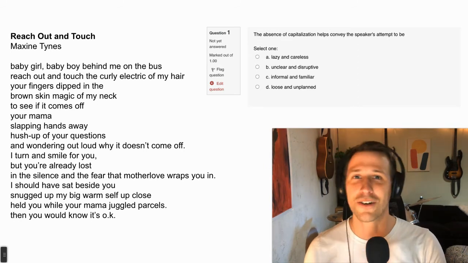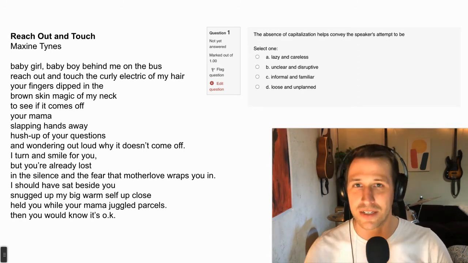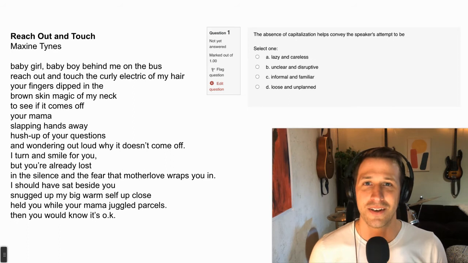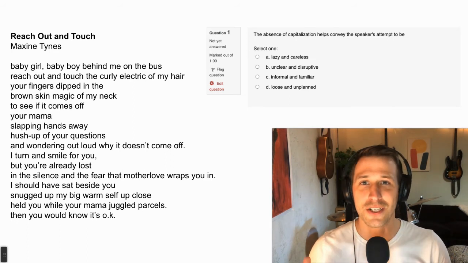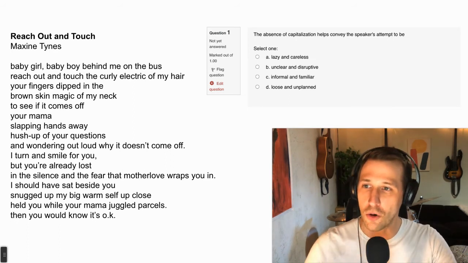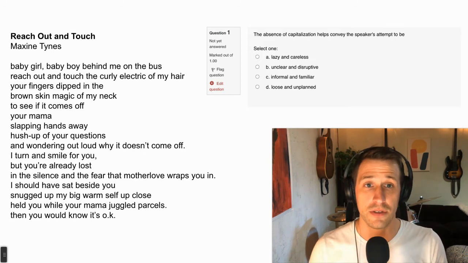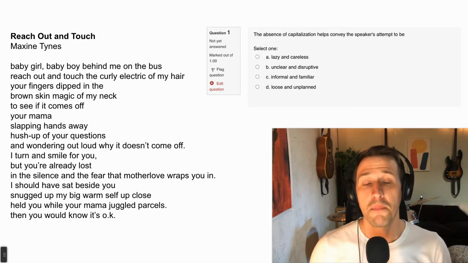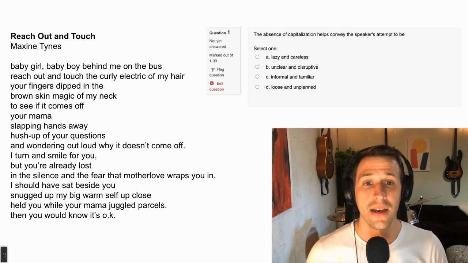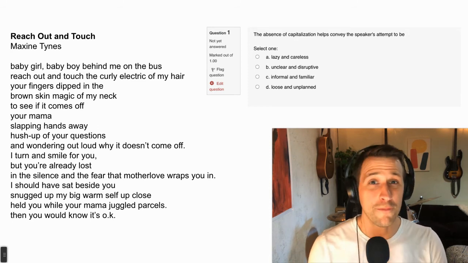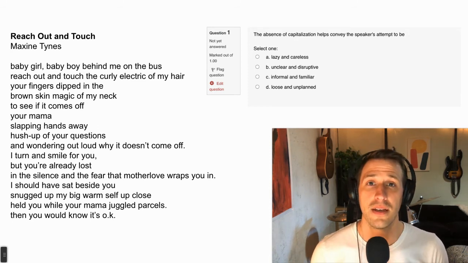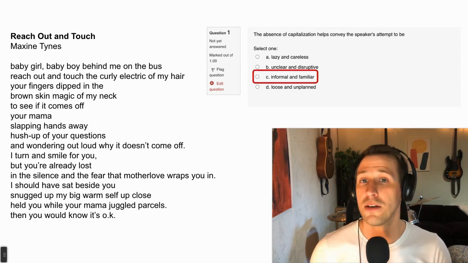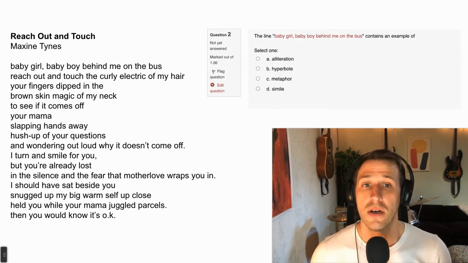Like, hey, they turn around and smile at these kids and, like, it's okay. It's not a big deal. There's this informalness there. And I think the lowercase letters of all of those, maybe it's not the original intention, but it does continue to convey this kind of informal, comfortable, natural feeling that the speaker is conveying. So this one would be informal and familiar.